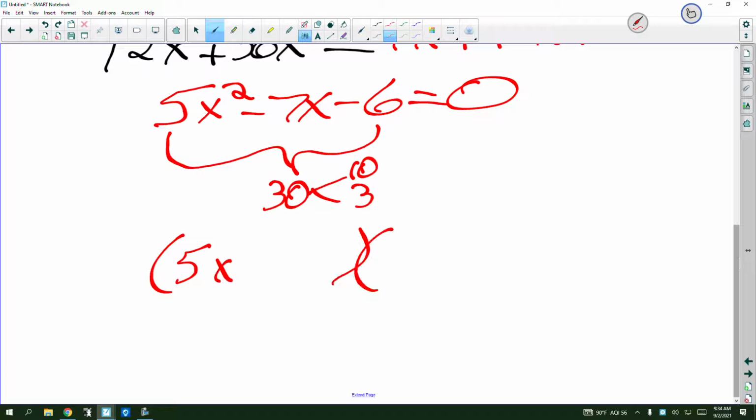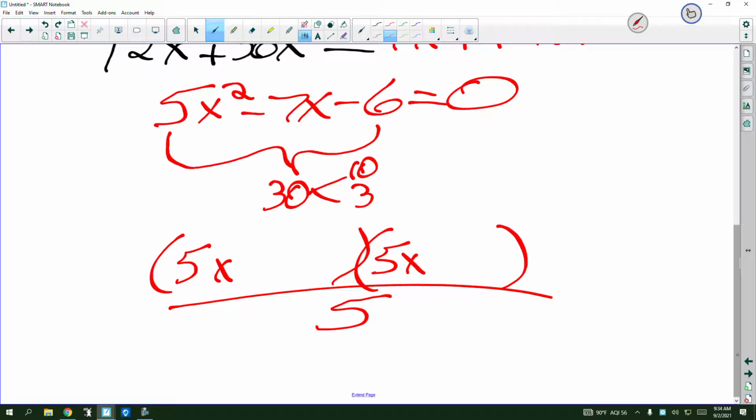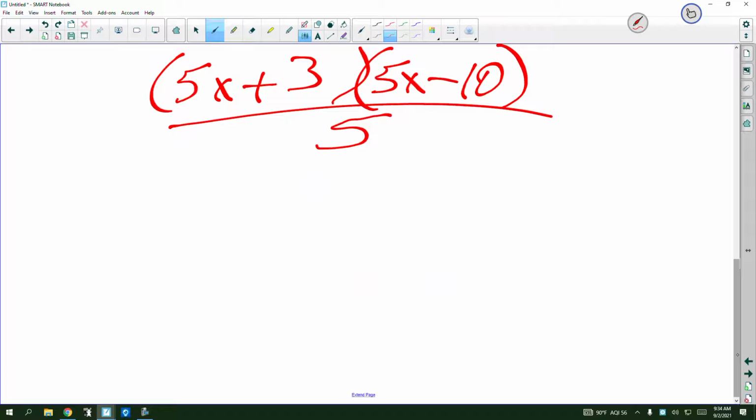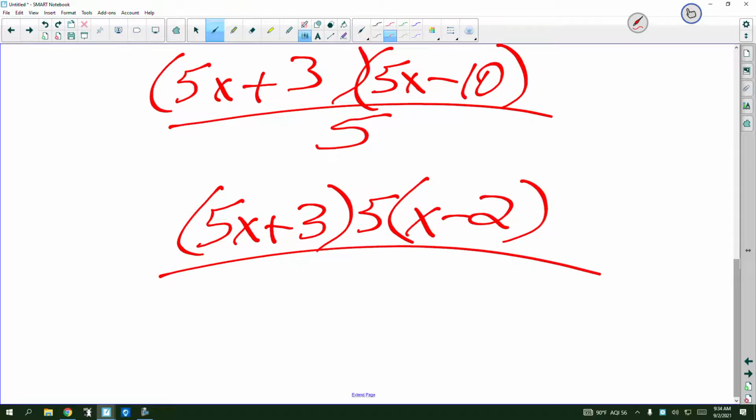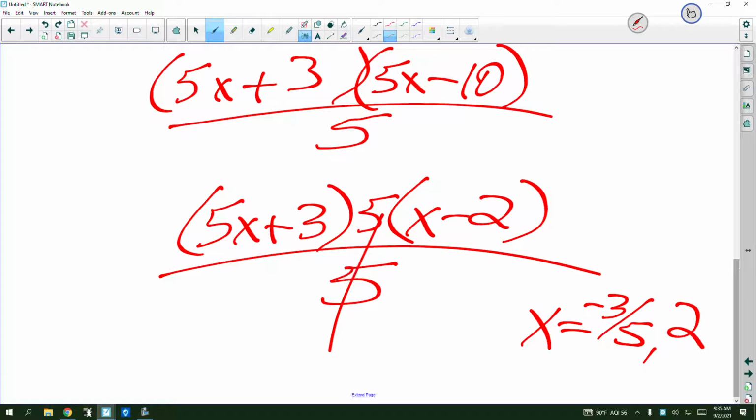5x, 5x, 5. Minus, minus is a plus, minus. I want it to be a plus 3 and a minus 10. And then this guy doesn't go anywhere, but this guy gets factored out here. X equals negative 3/5 and 2.